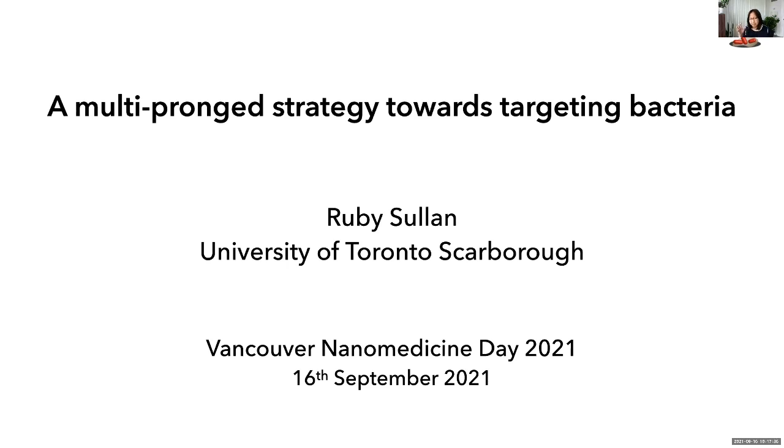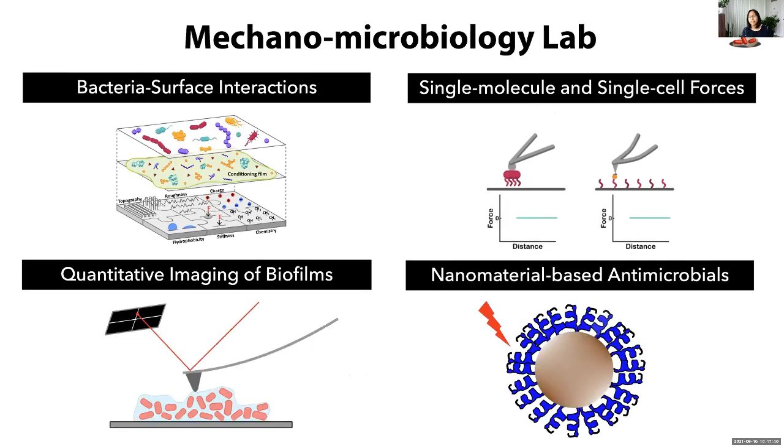And so with that goal in mind, research in our group is actually divided into 4 major themes. So as I mentioned, we look at bacteria surface interactions. So here we focus on initial attachment of bacteria to surfaces. And then we are also interested in measuring those interaction forces at the single molecule and single cell levels via the atomic force microscope or AFM.